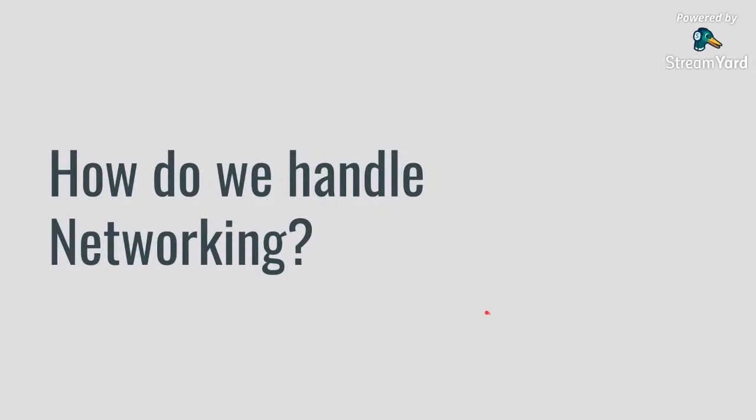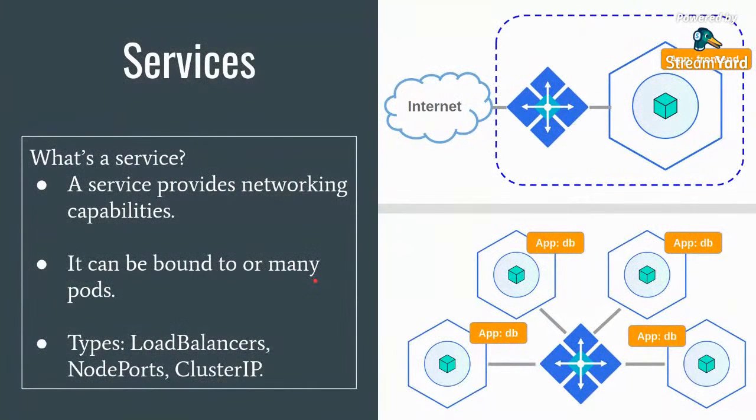So let's tackle them one by one. The first one would be how do we handle the networking issue, the issue of the outside world not being able to talk to the pod. This is done using a Kubernetes object called a service. So what exactly is a service? You can think of it as something that provides networking capabilities. There are multiple types of services: load balancers, node ports, and cluster IPs. For simplicity, I'm just going to talk about load balancers because it's the easiest to understand.